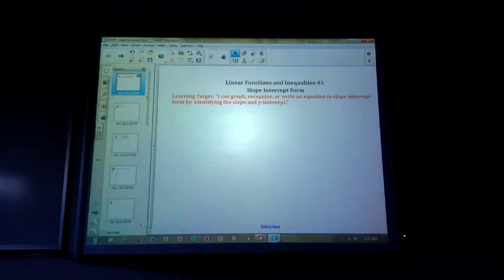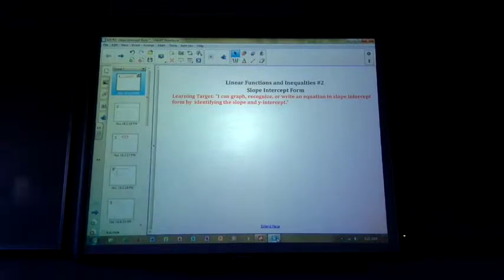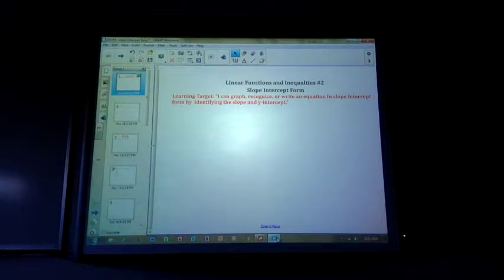A lot of times you will also use something called point-slope. A lot of times point-slope is more accepted in the science community. It's also utilized a lot more in calculus. So we're going to be learning how to graph, recognize, and write an equation. Okay, so we're talking about straight lines. Straight lines have some sort of slope to them.